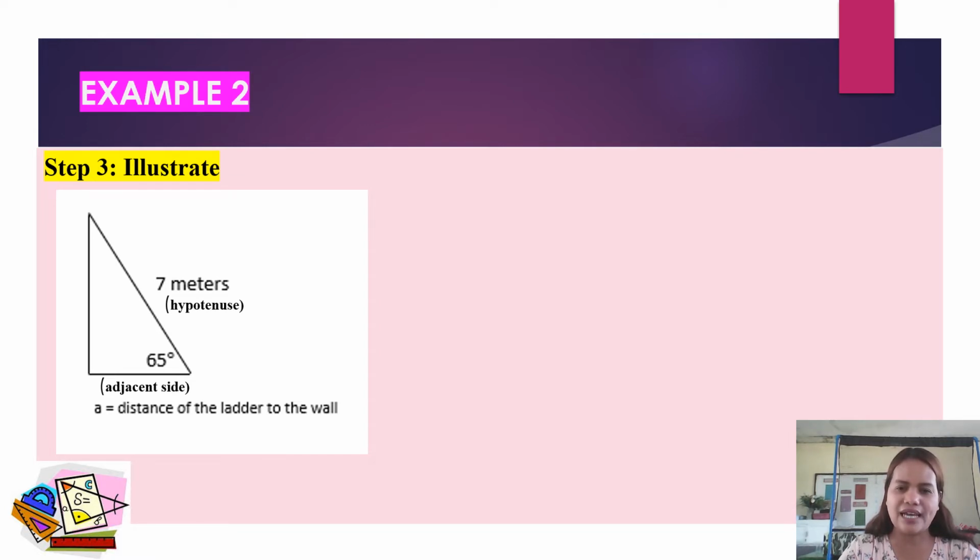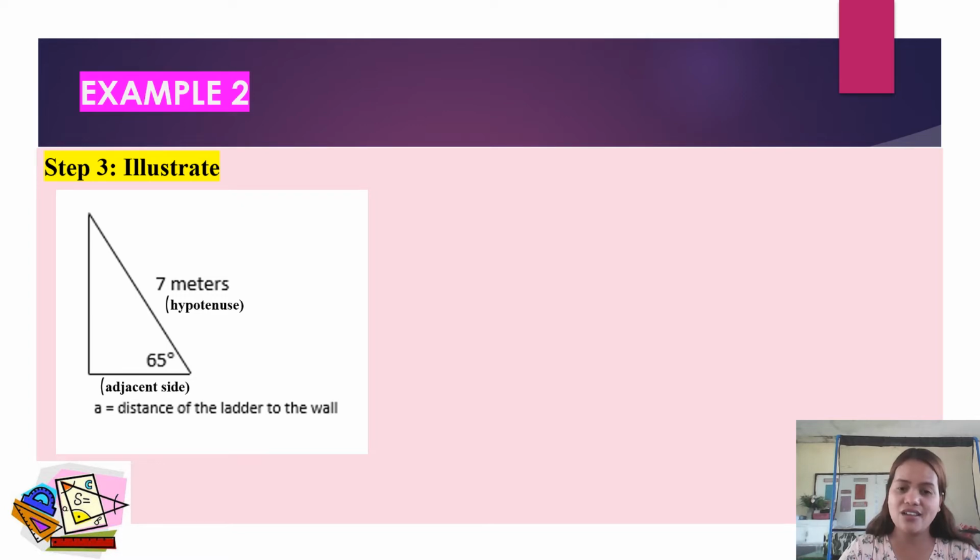So, ano yung pinagkaiba ng example number 2 sa example number 1? Dun sa example number 1, kung maalala ninyo, the given is the opposite and yung hinahanap is the adjacent side. Ngayon, sa example number 2, the given is the hypotenuse and ang hinahanap naman ay yung adjacent. So, ano yung clue? Oh, ano ang gagamitin natin na trigonometric ratios?